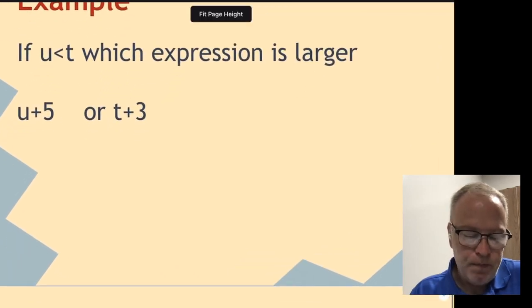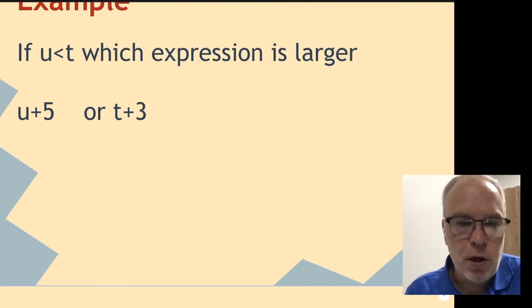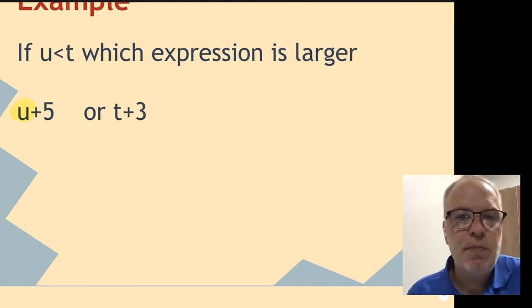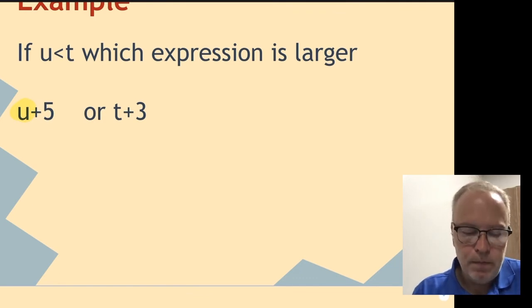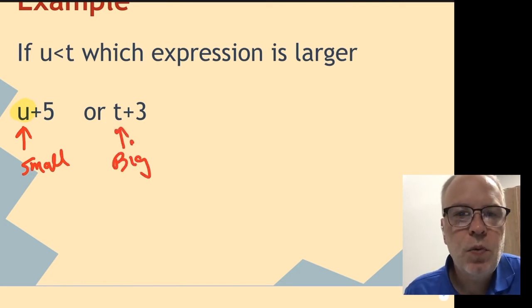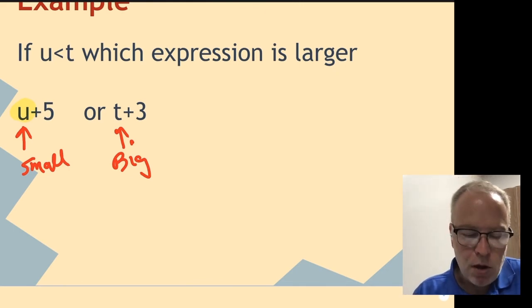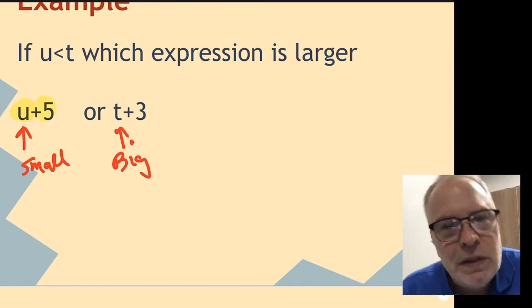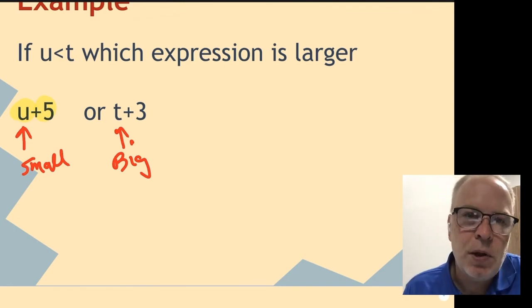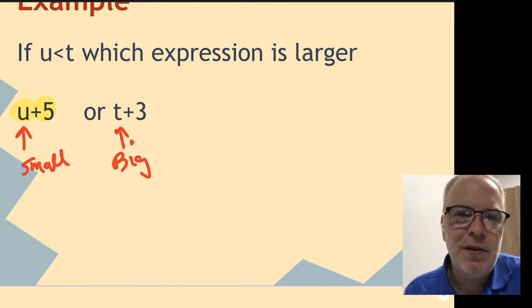Okay, how about this one here? We're almost done here, guys. So stick with me. If u is smaller than t, so this guy is smaller than the other side. So this is small, and this is big. Which one's larger? We're taking a small and we're adding 5, but then we're taking a big and we're adding only 3. Only 3, that's a small amount. So if we're mixing smalls and bigs here, we actually can't tell in this problem.